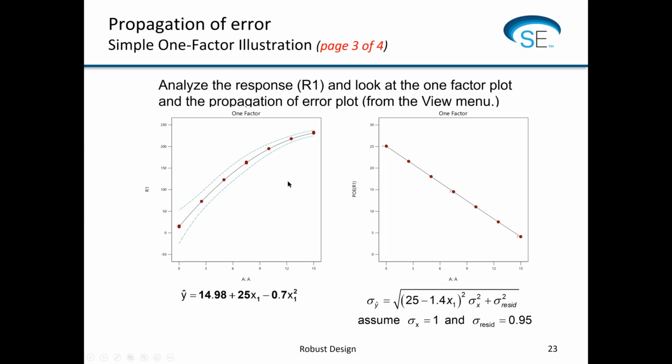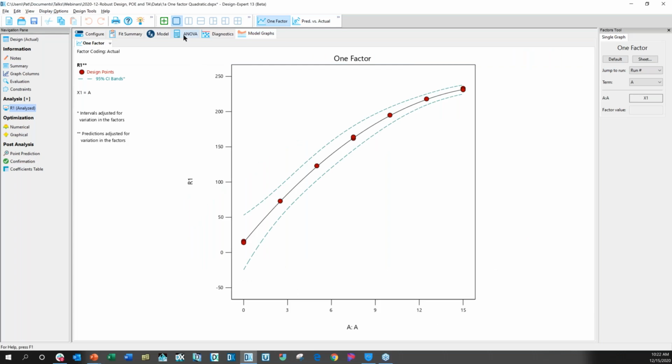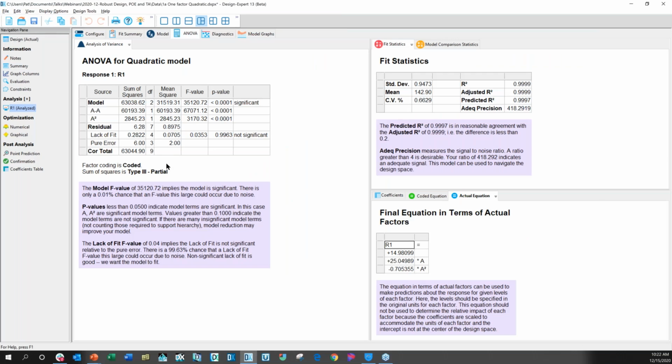Okay, so we saw the fitted model, took the partial derivative with respect to that model. We supplied the sigma of 1. The residual variation was 0.95. So that comes from back here in the ANOVA.